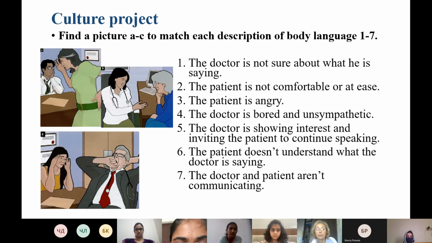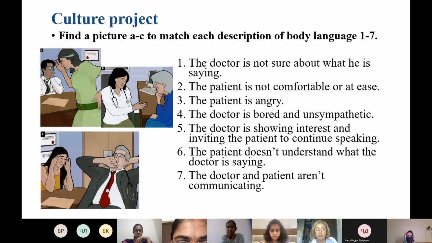The next sentence. The doctor is bored and unsympathetic. It's C, ma'am. Doctor is bored. Picture C, yes. The next one. The doctor is showing interest and inviting the patient to continue speaking. It is B, ma'am. Picture B, great. Then let's move on.